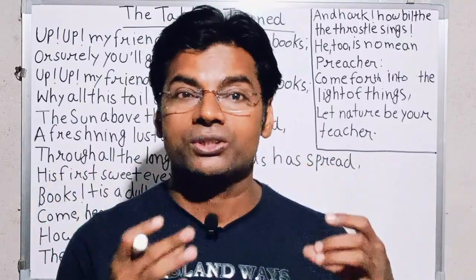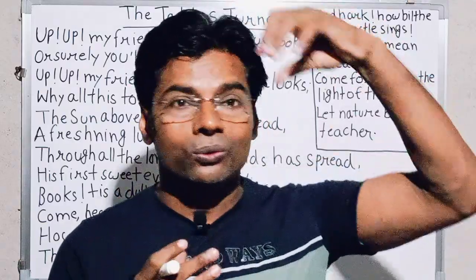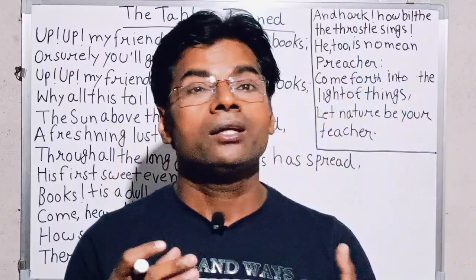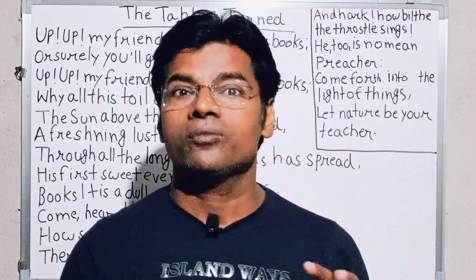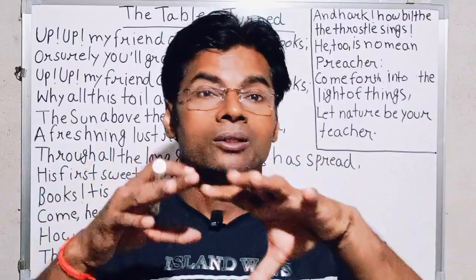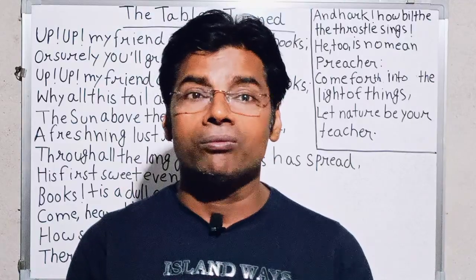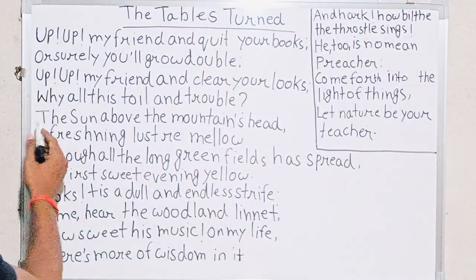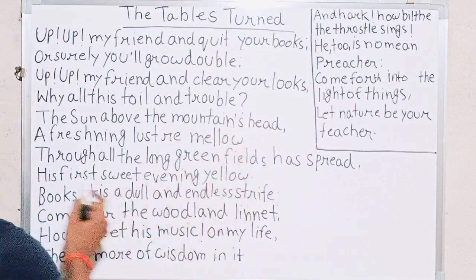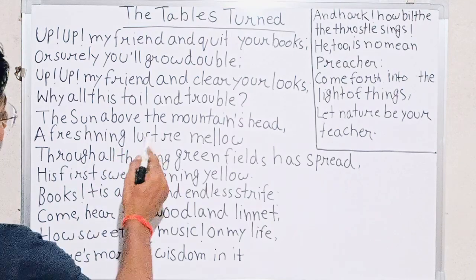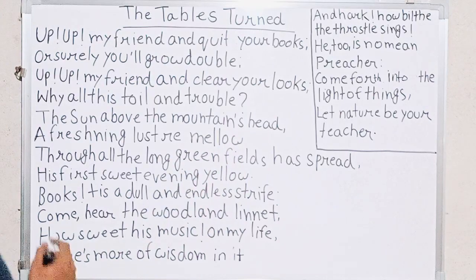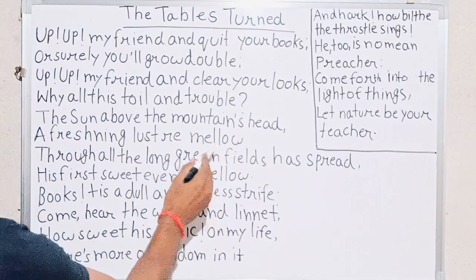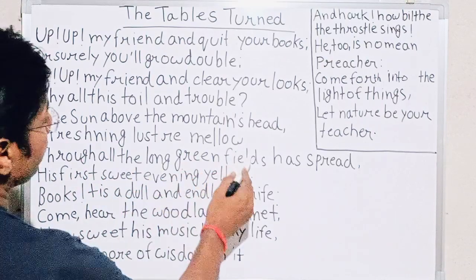How beautiful nature looks at that time when the sun is just over the head of the hill, the mountain. Because now the sun is going down and down, and the mellow, meaning yellow, pleasant light of the setting sun is glorifying the background of the mountain, and can also be seen falling on the limitless stretch of grass down on the earth. See this: the sun above the mountain's head, a freshening luster, luster meaning brightness, mellow, that is pleasant, soft, yellow. The sun above the mountain's head, a freshening luster mellow, through all the long green fields has spread.